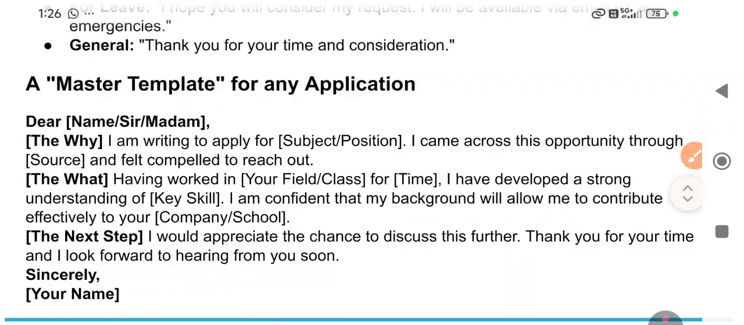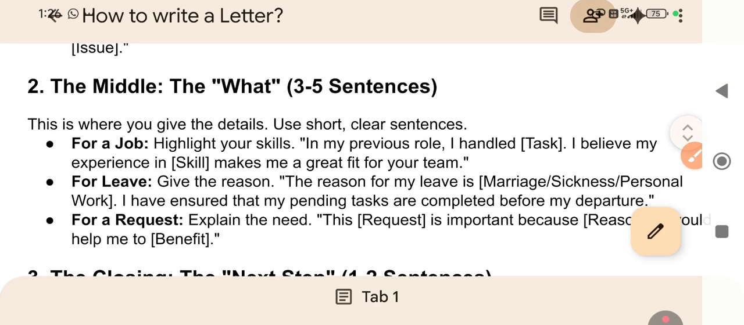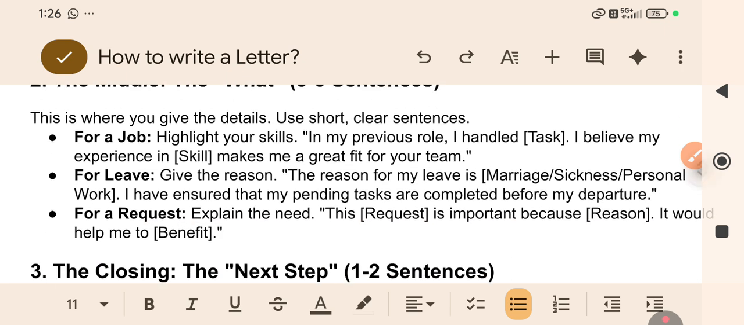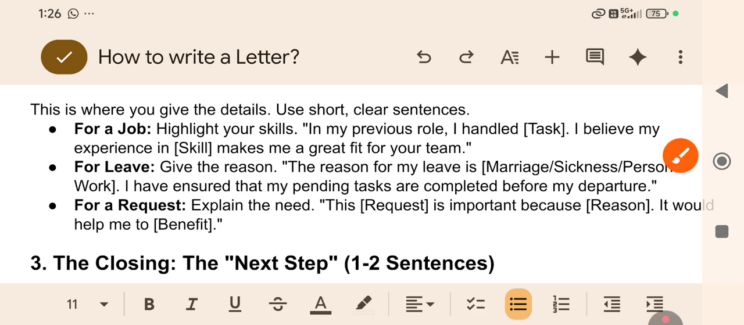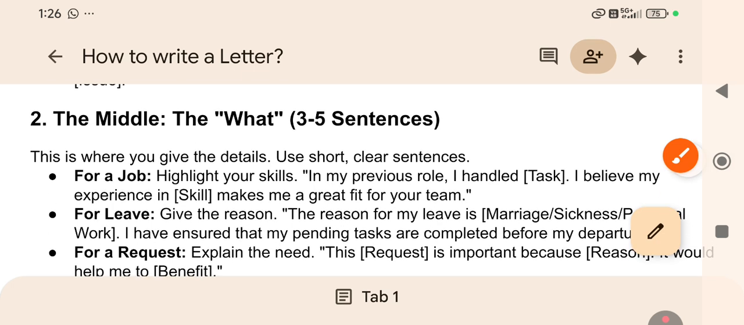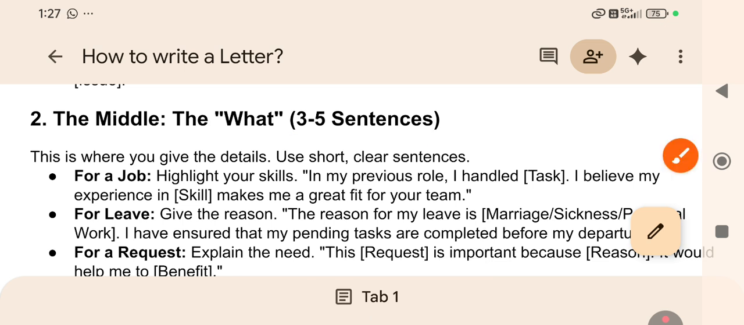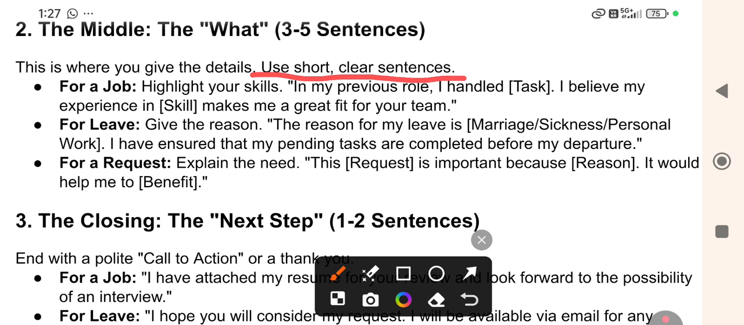Then the next is the middle part, what. For what you can write two, three sentences, right? These are the three to five sentences where you should write. This is where you give the details, right? Use short and clear sentences.